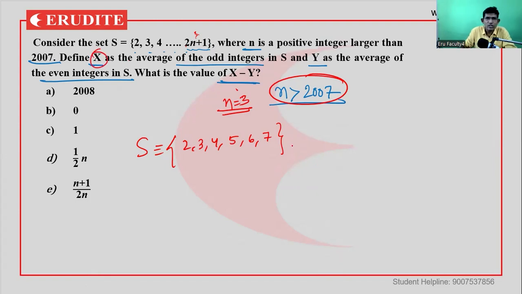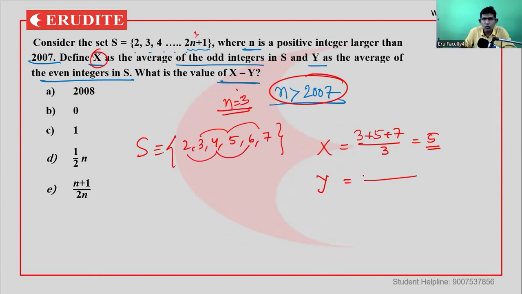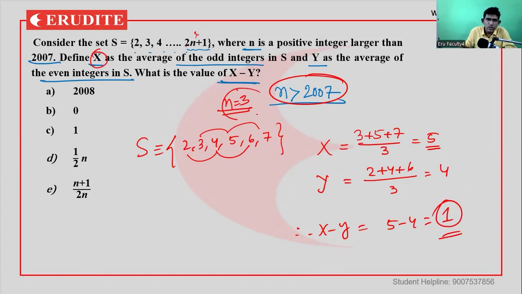Now we carry out the instruction. X is what? The average of the odd integers. So what are the odd integers here? 3, 5 and 7, divided by 3, which is equal to 5. Okay. And y is the average of the even integers. So what are the even integers? 2, 4 and 6, whose average is equal to 4. So simple. What is x minus y? Which is 5 minus 4. That is going to be 1. So no matter what value you take for n, the resulting value is always going to be 1.